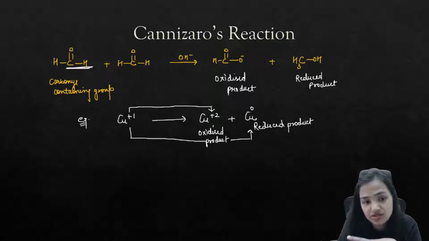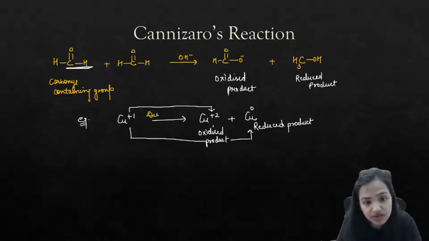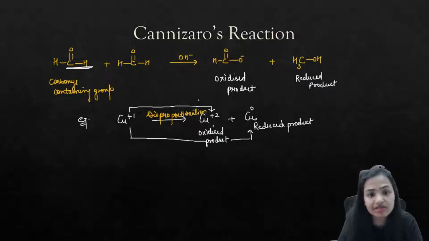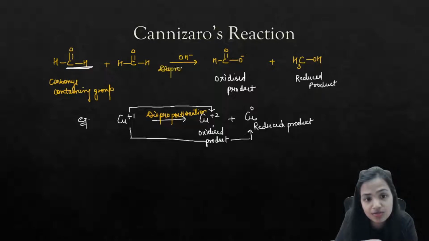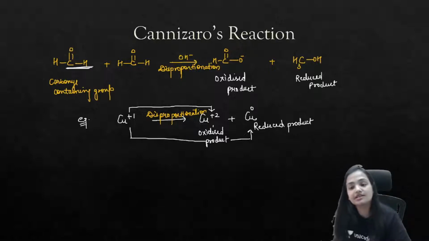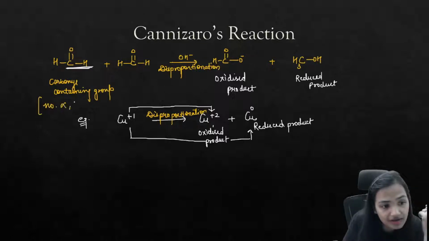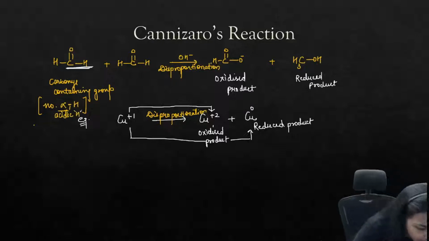So if you focus on this, what does this mean? This simply means that here I am disproportionating this copper. So this copper is undergoing a disproportionation reaction. Similarly, the Cannizzaro's reaction forms the disproportionated product. So here this is also disproportionation. Are you getting my point? That is, from any of the aldehyde we will be getting the 2 products. One will be the oxidized product and another is going to be the reduced product. Here the main thing about this carbonyl group is it has no alpha hydrogen, that is no acidic hydrogen. No alpha hydrogen means what? No acidic hydrogen.